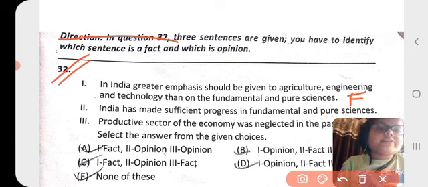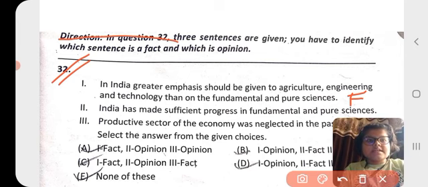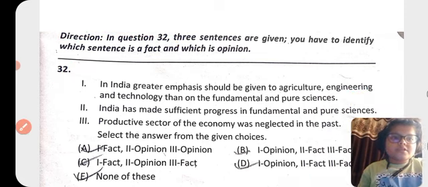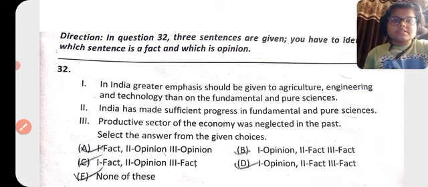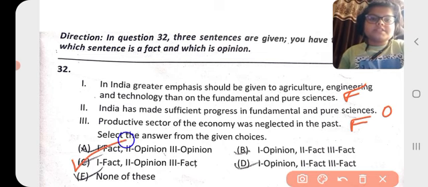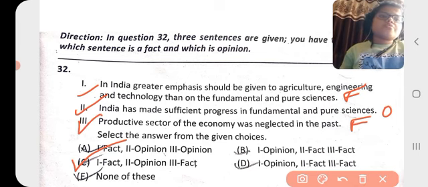India has made sufficient progress in fundamental and pure sciences. This is clearly an opinion. We do not know yet. The productive sector of the economy was neglected in the past. So the first is a fact, the second an opinion, and this is also a fact. The answer is option C. The first is fact, the second is opinion, and the third one is also fact.